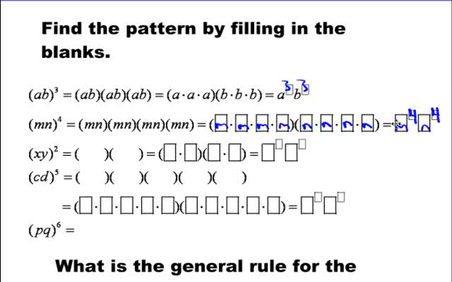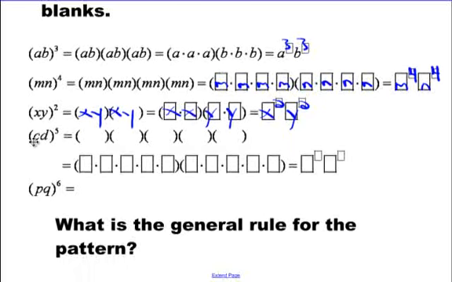Very quickly, hopefully you're saying that the next one would be xy, xy, xx, yy. So x squared, y squared. So if I have xy squared, I end up with x squared and y squared. mn to the fourth, I end up with m to the fourth, n to the fourth. So we quickly see that cd to the fifth is cd 5 times, 5 c's and 5 d's, so I have c to the fifth and d to the fifth. And pq to the sixth, p to the sixth, q to the sixth.